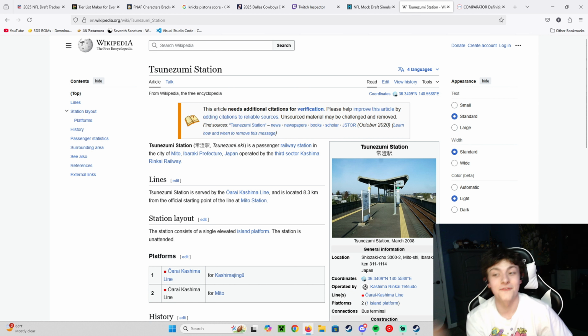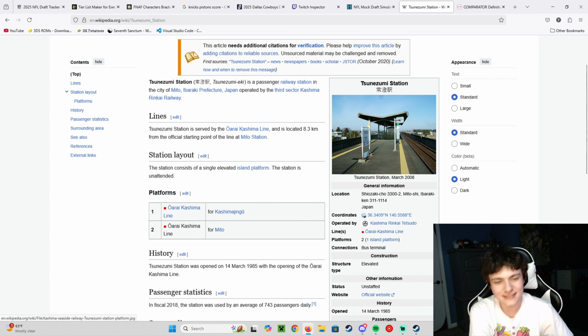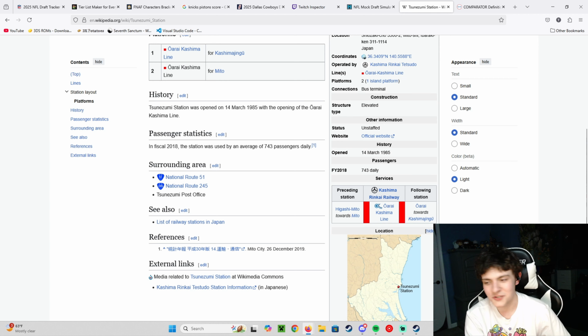Tsunezumi Station, of course. It's a passenger railway station in the city of Mito, Ibaraki Prefecture, Japan, operated by the 3rd Sector Kashima Rinkai Railway. Can we get a W train station in the chat right now, please? We rock with public transport. Does the tipsy community rock with public transport?